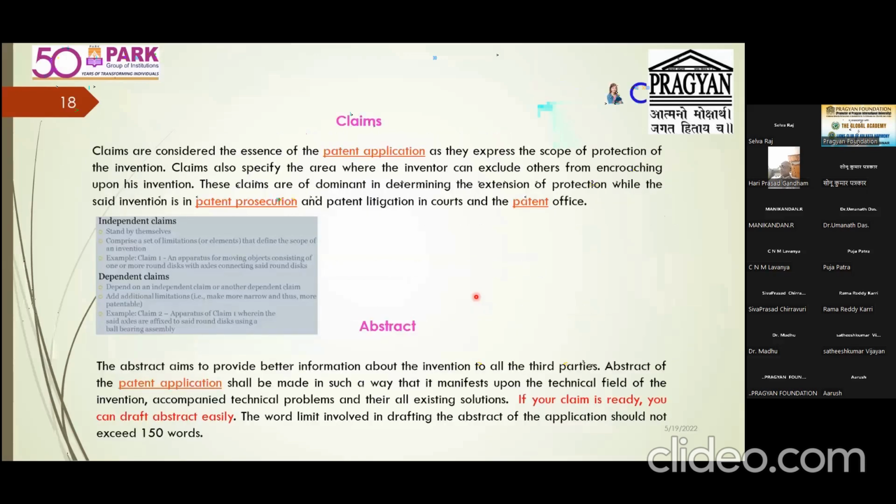Another important section is the claim. When we talk about the claim, there are independent claims and dependent claims. I'll tell you about that in the coming slides.